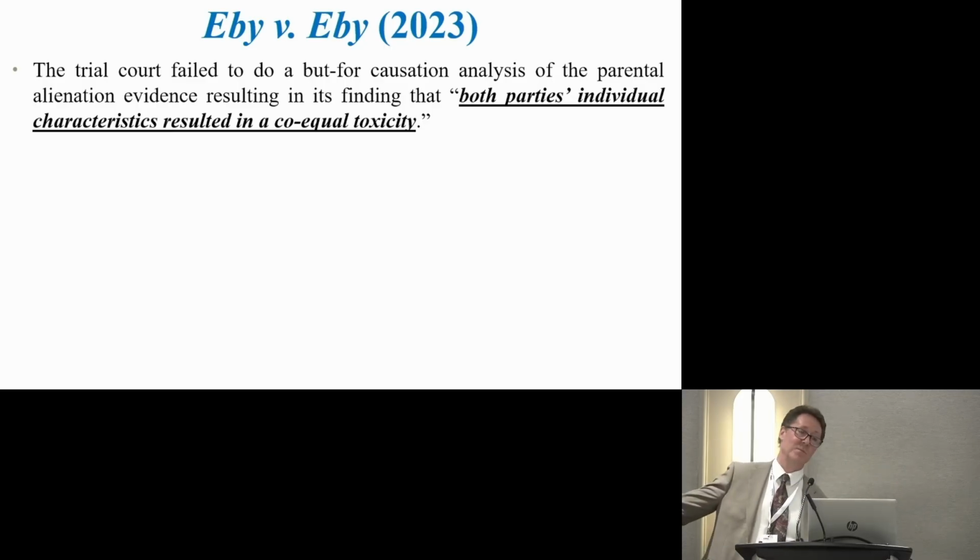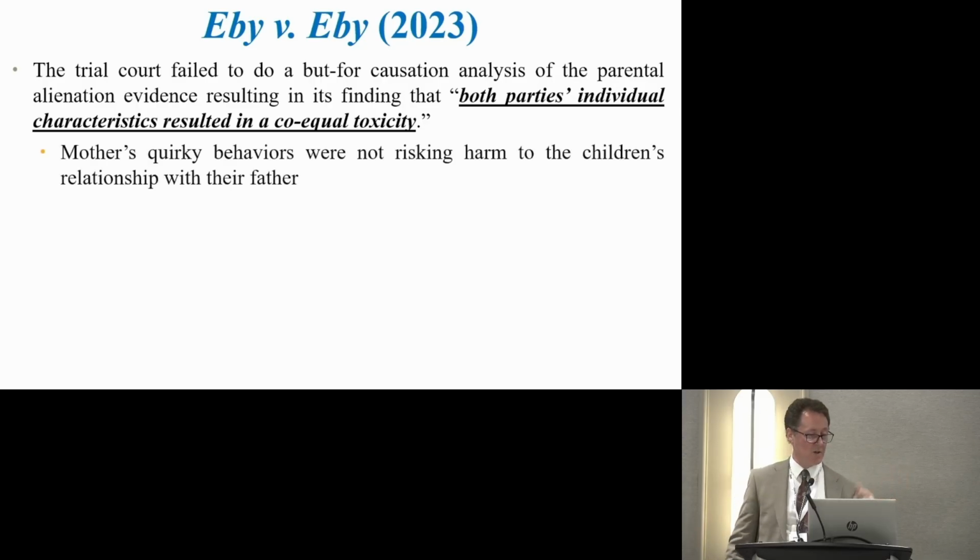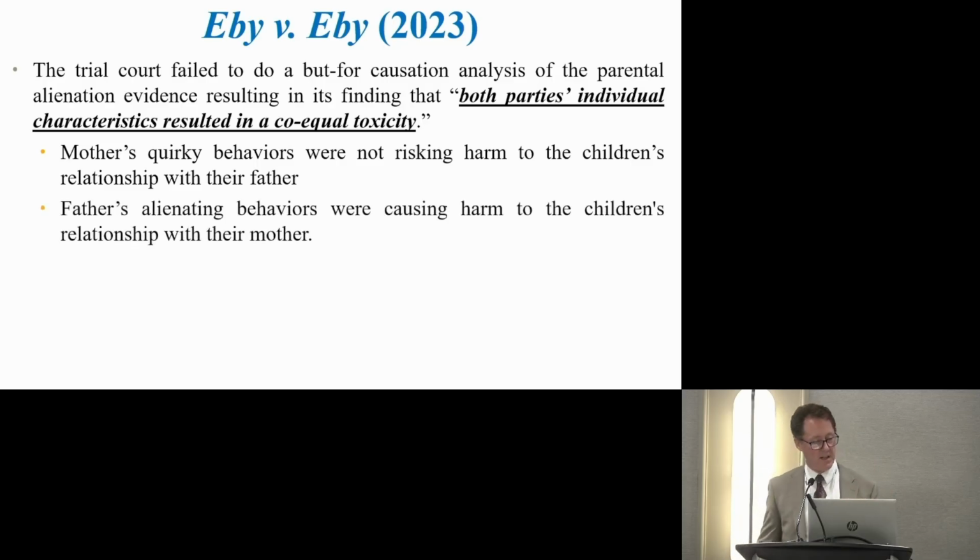So if you have a targeted parent who's goofy, quirky, and weird, and they do non-alienating behaviors, it's not the same as alienating behaviors, and we don't measure them the same way. So the mother's quirky behaviors, in this case an alienated mother, weren't risking harm to the child's relationship with the father. This is not a hybrid case. The father's alienating behaviors were causing harm to the children's relationship with their mother.